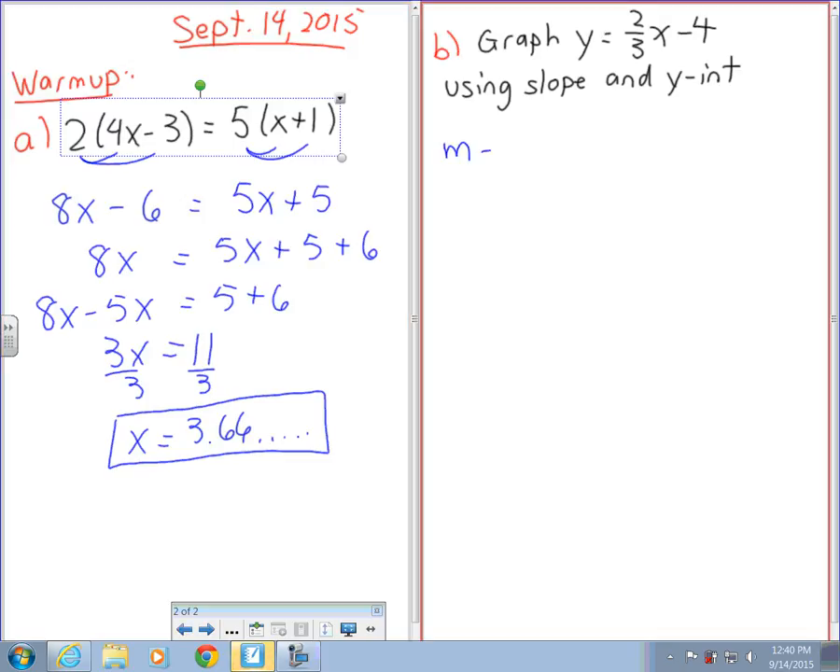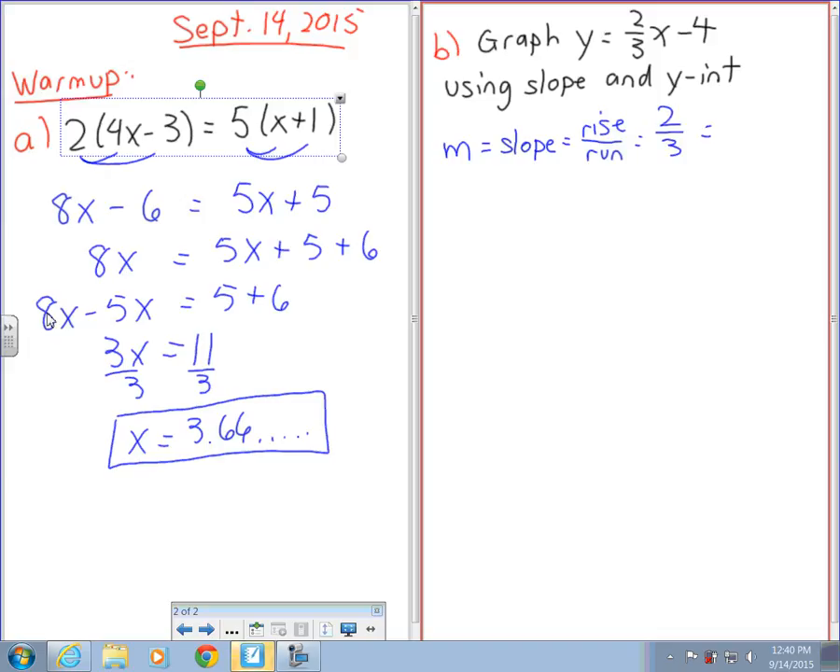Okay. So m equals slope equals rise over run. Okay, so can somebody be brave and tell me, please, what the slope is for this equation? Okay. 2 over 3. Excellent.